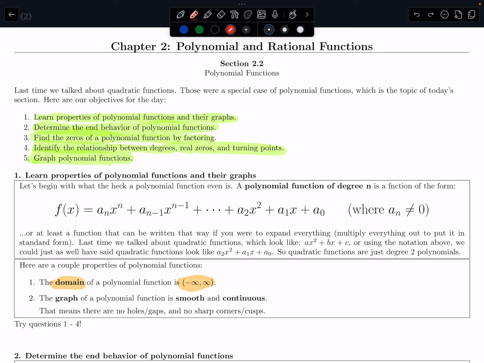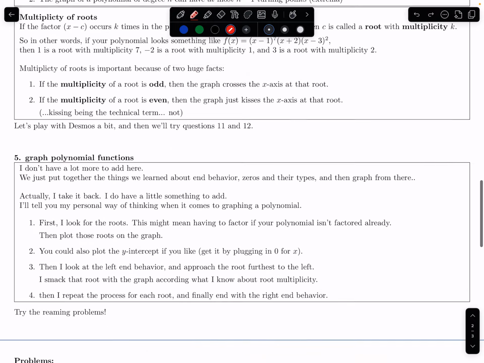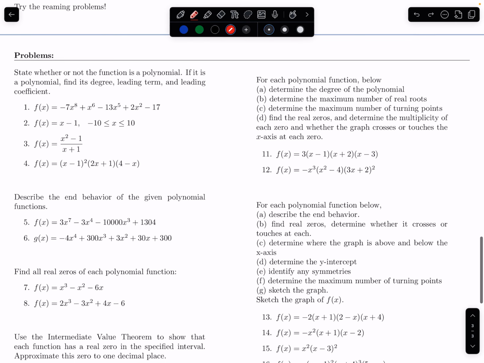Okay, all right, let's try questions 1 through 4. These are the first easy questions. Number 1, state whether or not the function is polynomial, and if it is, find its degree. Oh, okay, so actually a little more to it. Find the degree, leading term, and leading coefficient. So numbers 1 through 3 are actually super easy. Number 1, is that a polynomial?